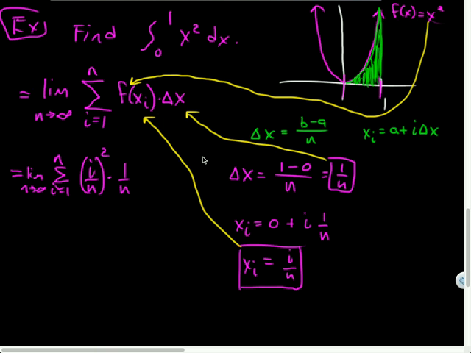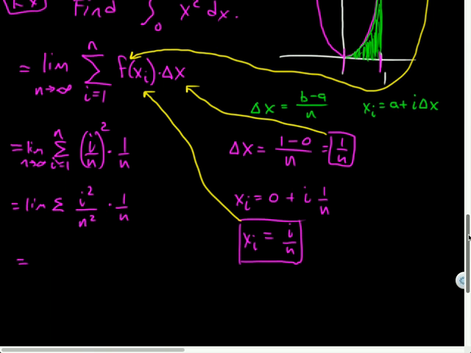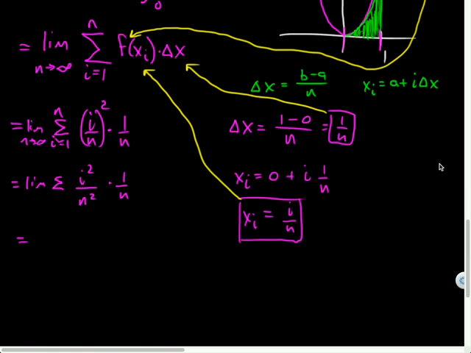So let's simplify this, shall we? I apologize for all these limit sigmas. So that's i squared over n squared times 1 over n, which would be the limit of the sum of i squared over n cubed, if I'm not mistaken.